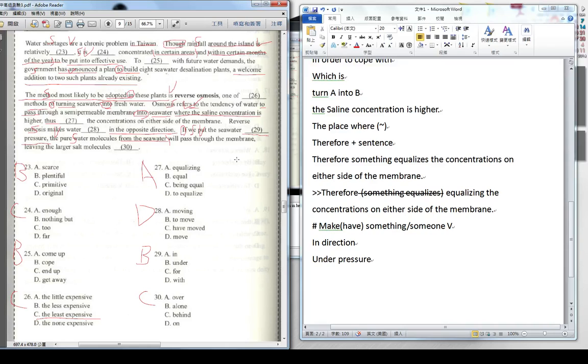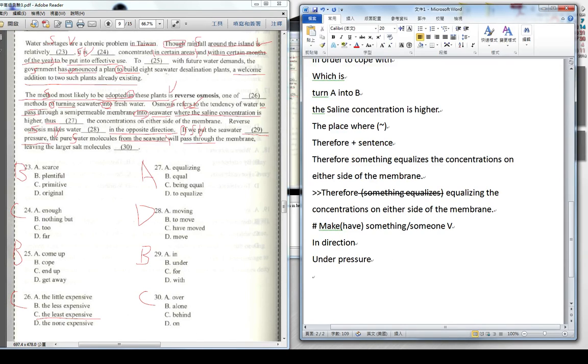So water will pass and something will leave. So if we put the seawater under pressure, the pure water molecules will pass through. So pass through is also a phrase you have to remember. 就是穿过什么地方 pass through. Pass through the membrane and leave. And the large salt molecules behind, and it leaves the larger salt molecules behind. So leave something behind 就是把什么东西留在原本的地方.